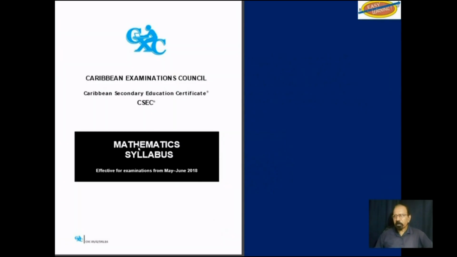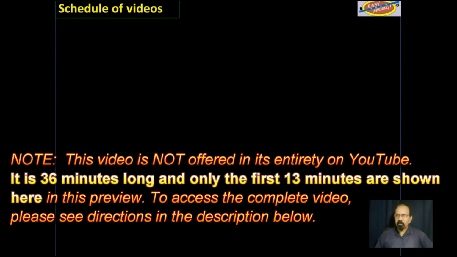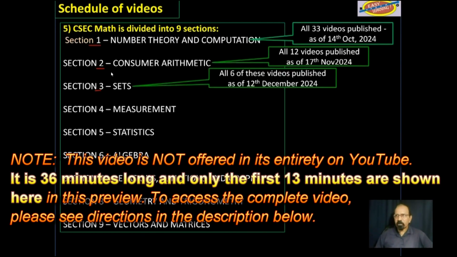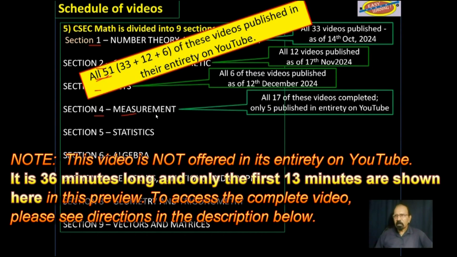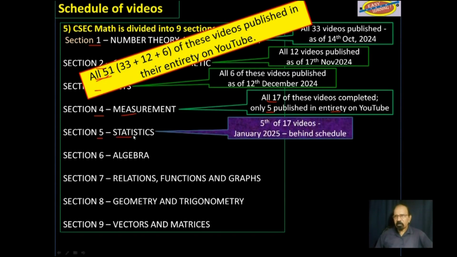We continue with the mathematics syllabus for CSEC 2018 to 2027. Schedule of videos: sections 1, 2, and 3 have all been completed and published in their entirety on YouTube. Please make use of these 51 videos. Section 4, measurement, has also been completed, all 17 videos, but only 5 have been published in their entirety on YouTube. We are now at section 5, statistics.